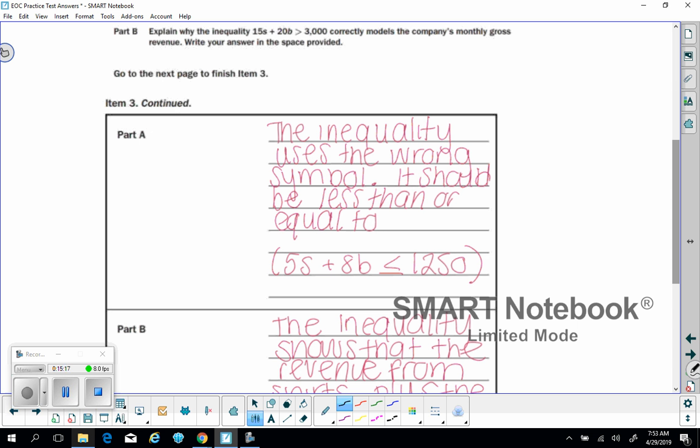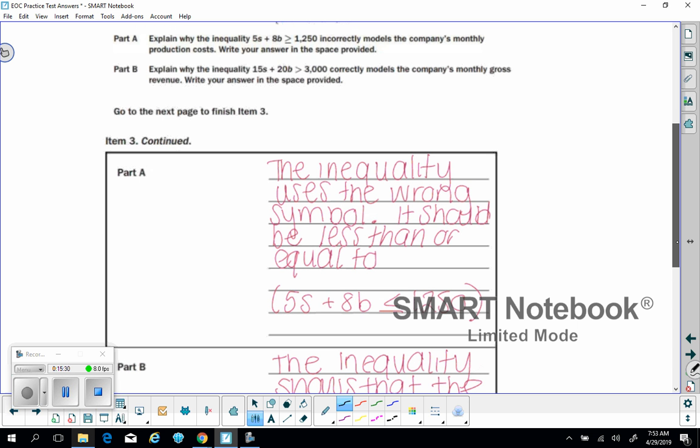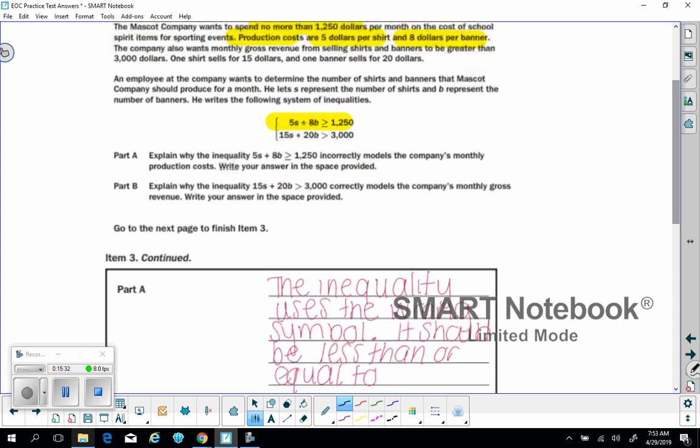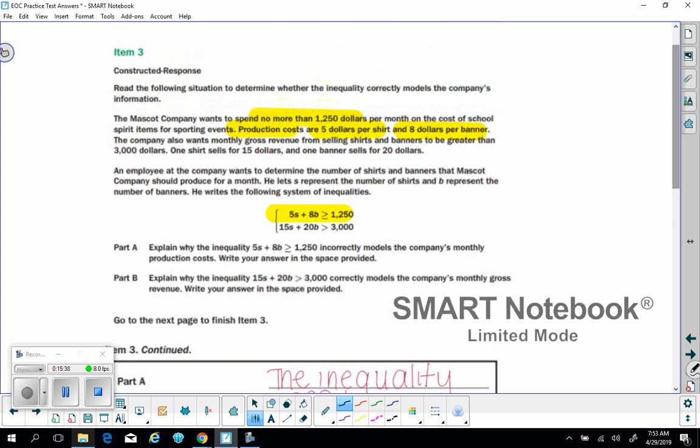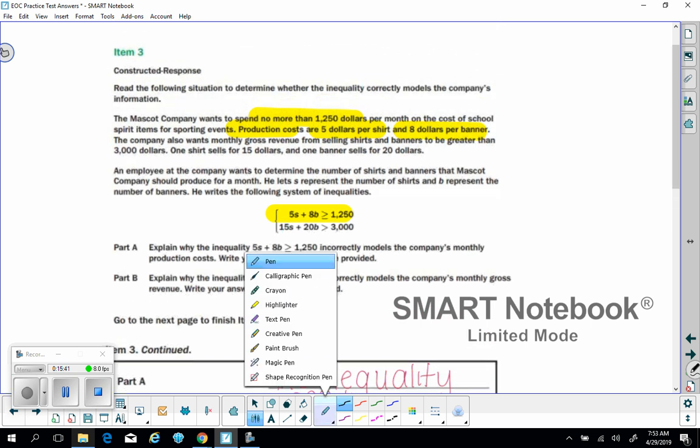Any questions about that first inequality problem? Speak now or forever hold your peace. Good? Okay. So the next one, explain why this one is correct. Okay, so we're talking about how much money they want to make, right?